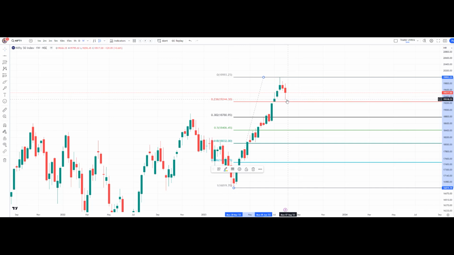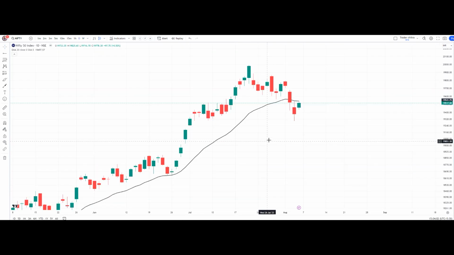19,244. So once this level, that is 19,244, is taken away, then what will be the next level in the weekly chart? That will be the 18,780 level. So we can see in the coming week whether this 19,244 is protected. If this level is taken away, we can see that there is a fall till 18,780 in the weekly time frame.